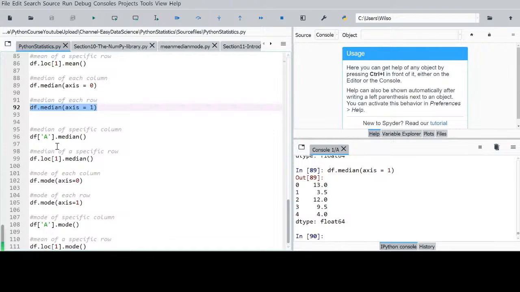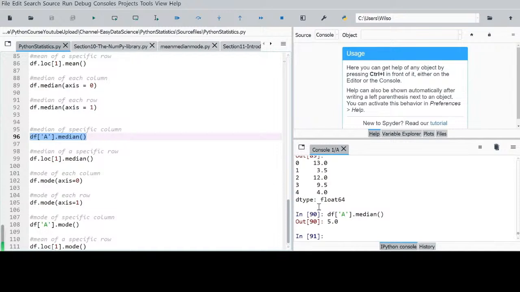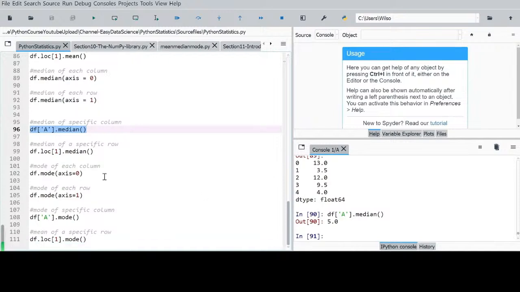And for a specific column, the median is also quite similar to the mean. We just select the column and then use .median. So the median value for column A is 5. And if you want to calculate the median value for the second row, for example, we can use dataframe.loc, 1 in the bracket, then median.